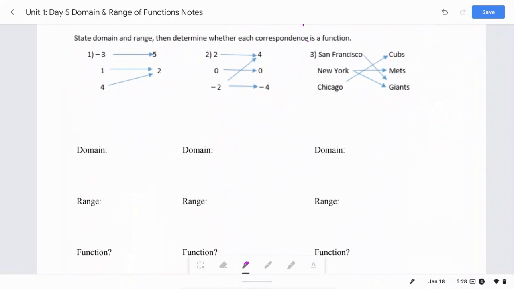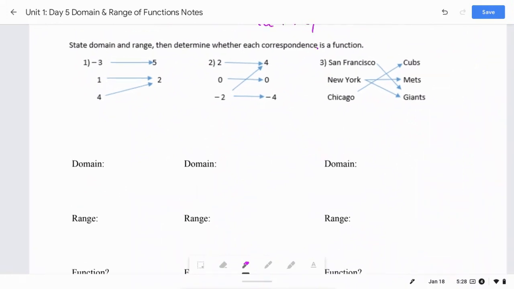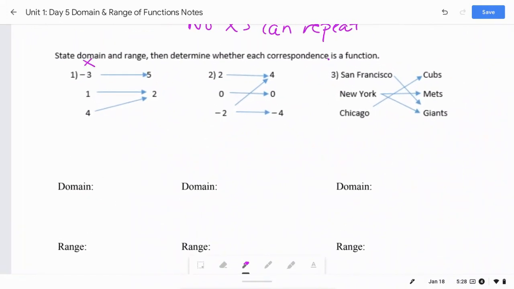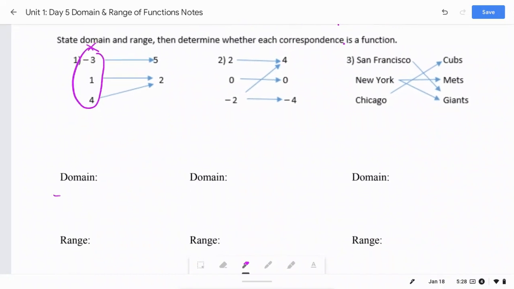So for these examples, we're going to state the domain, the range, and then determine whether or not it's a function. So the domain is just the set of all x values or first values. So it would be this first column, and we always write the domain and range in order from smallest to largest. So the domain in example 1 would start with -3, then +1, then +4.